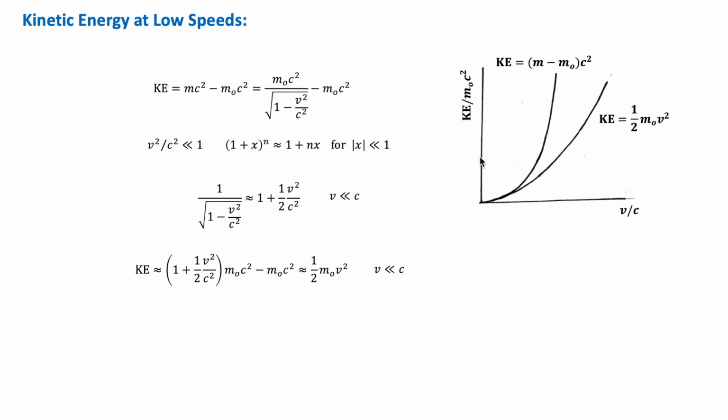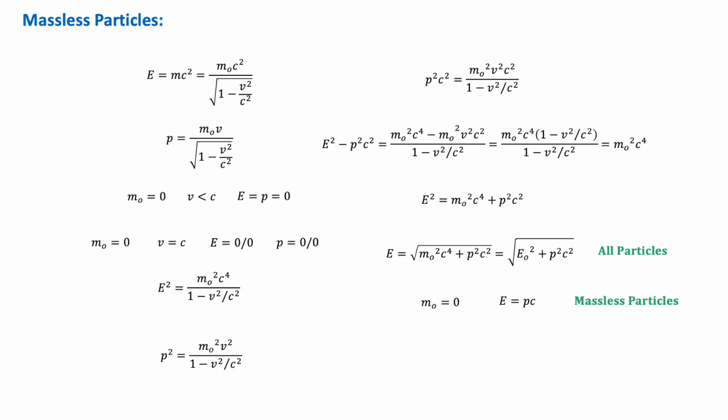And the figure here shows how the kinetic energy of a moving object varies with its speed according to relativistic mechanics and to classical mechanics. So as you can see, at low speeds, the two formulas give the same results, but they diverge at high speeds. So we will now discuss massless particles.